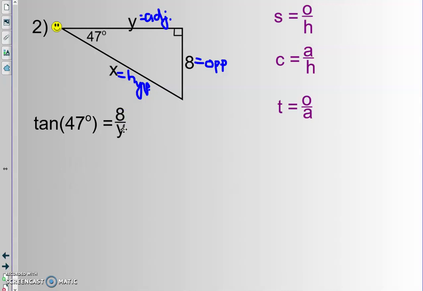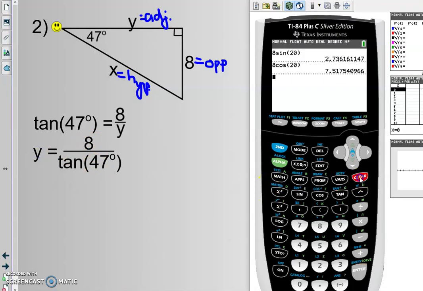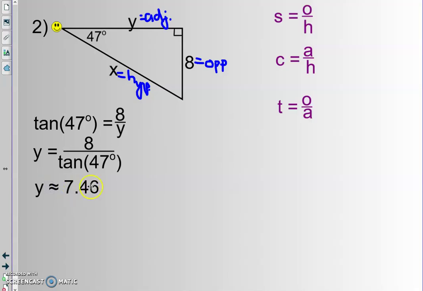Some of you are in the shortcut club, but we have to get y alone. You might want to pause the video and see if you can get y by itself. Hey, welcome back. I hope you paused the video, but I got y equals 8 divided by the tangent of 47. I go into my calculator, I type in 8 divided by the tangent of 47, and I got about 7.46. So y is about 7.46.